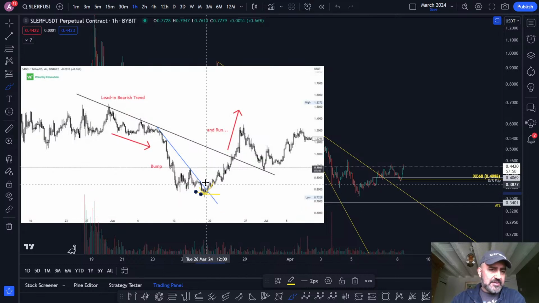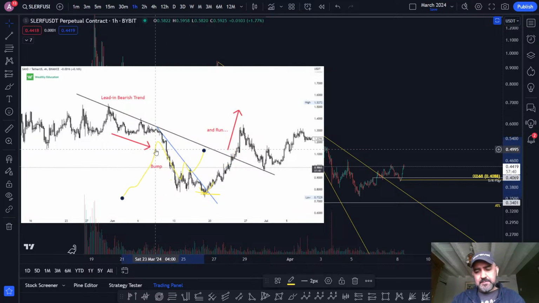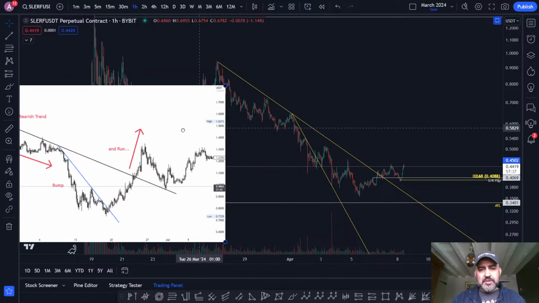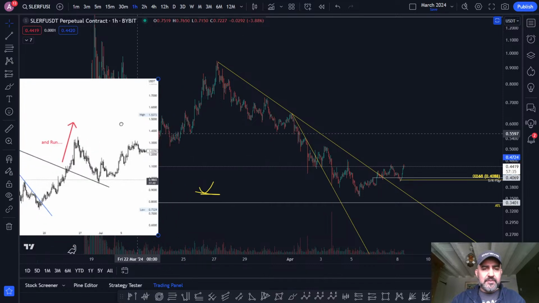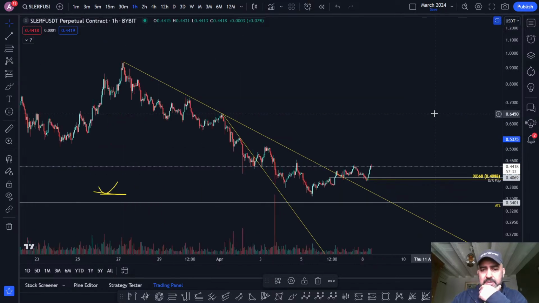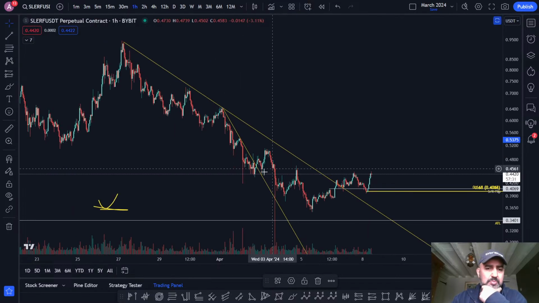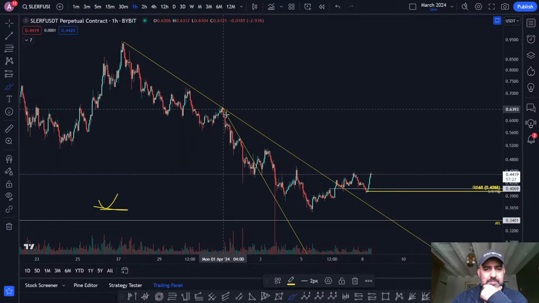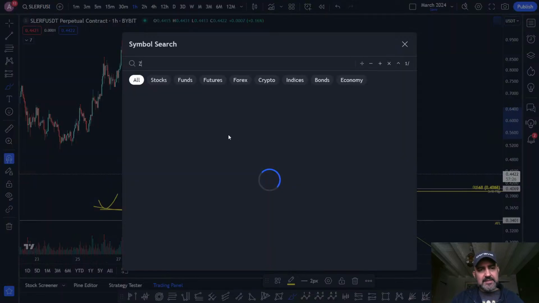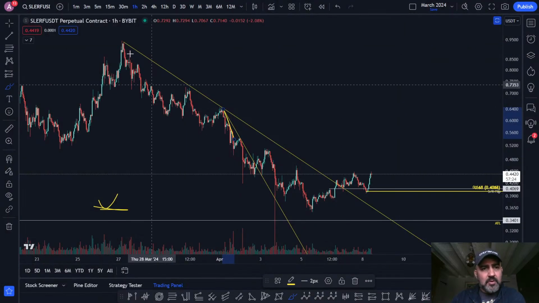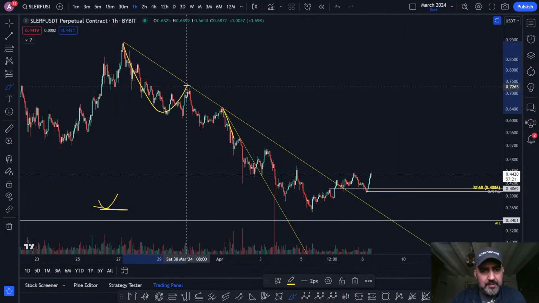This is a very easy trade. So it breaks, back tests, but it never comes back to the entry. It's a very easy trade on this chart. Okay. But when you're looking at Slerf, it was actually a little bit more tricky. Why? Because we broke that line quite early. So as we were forming this bump, effectively what was happening was we were bouncing.